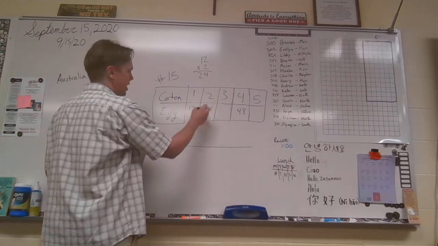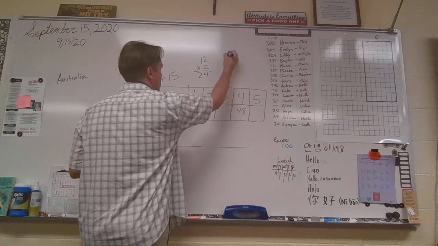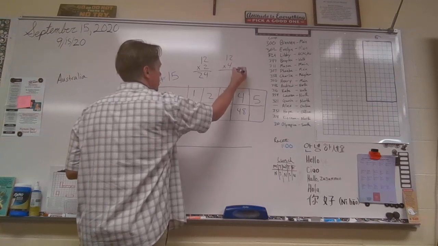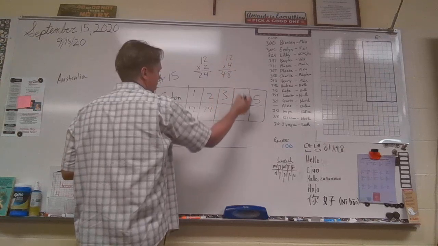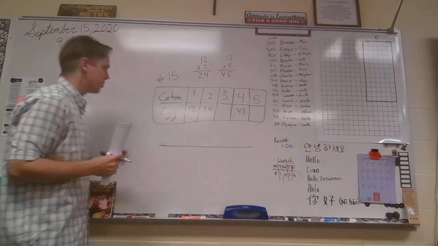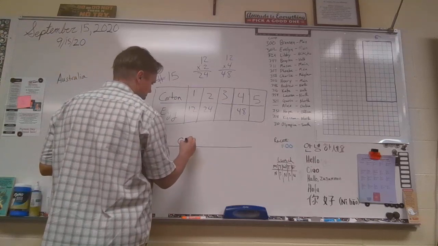We're saying that the rule is times 12, so cartons times 12. So we have 4 cartons. We're going to multiply that times 12. 2 times 4 is 8. 4 times 1 is 4, 48. That's that one too.